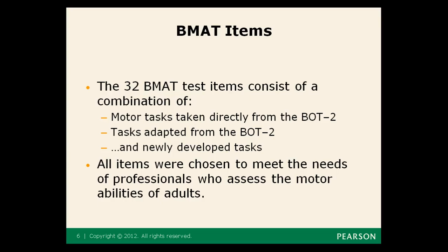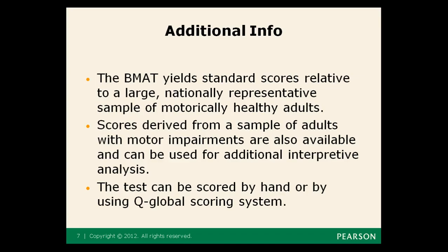All of these 32 items were chosen to meet the needs of professionals who assess the motor abilities of adults. So what we did in standardization was to really talk to professionals and look at which items specifically would be helpful for you to assess motor abilities in adults. Of course, going back to those primary needs that we talked about, including the living situation decisions and the treatment planning and evaluation.